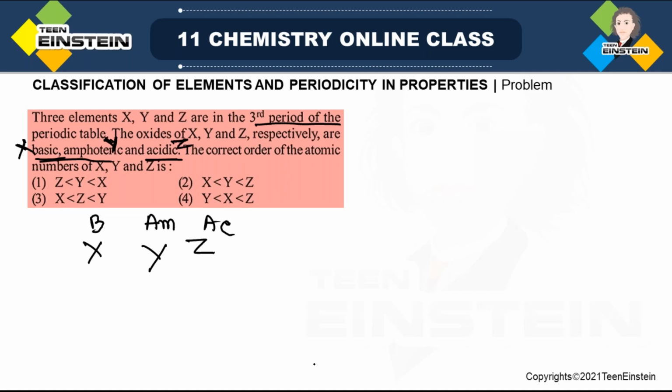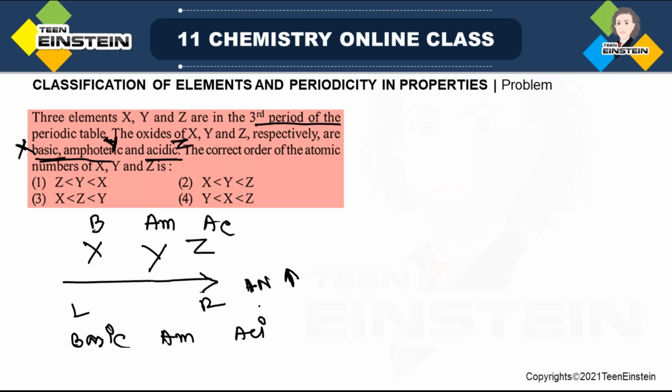So you can write them in the same row, and as you move from left to right, we know what happens. It becomes basic, then amphoteric, and then acidic. Moving left to right in the same period, atomic number obviously increases. So Z should have a higher atomic number than Y, and Y should have a higher atomic number than X. So which option is correct? Option 2 is correct, right?